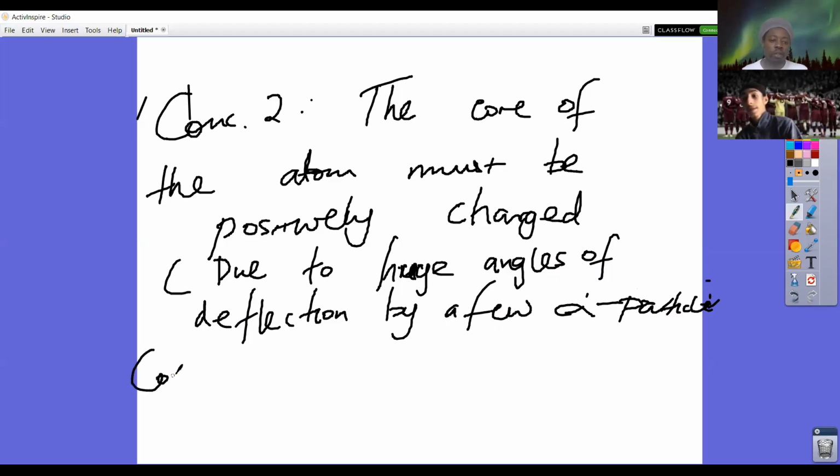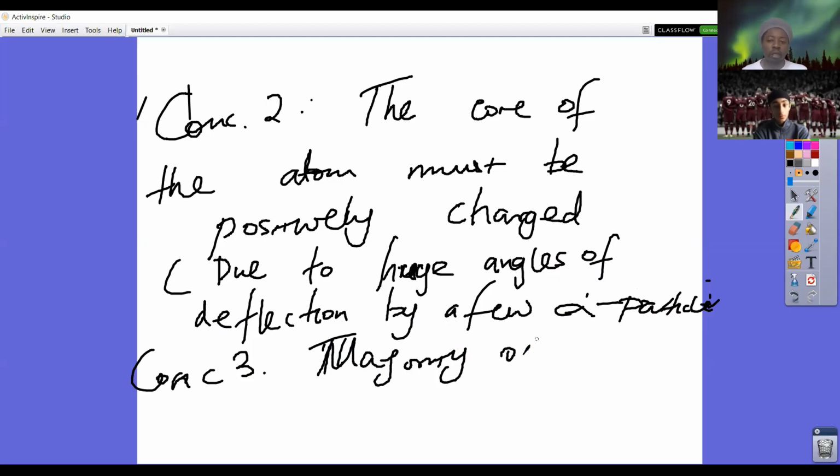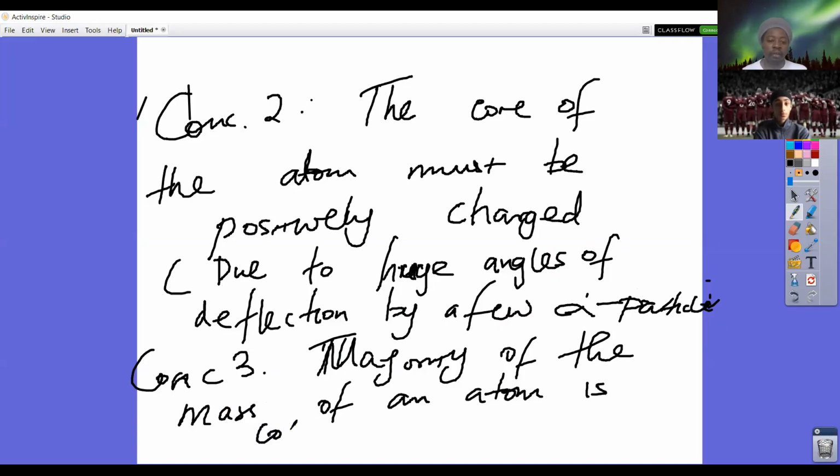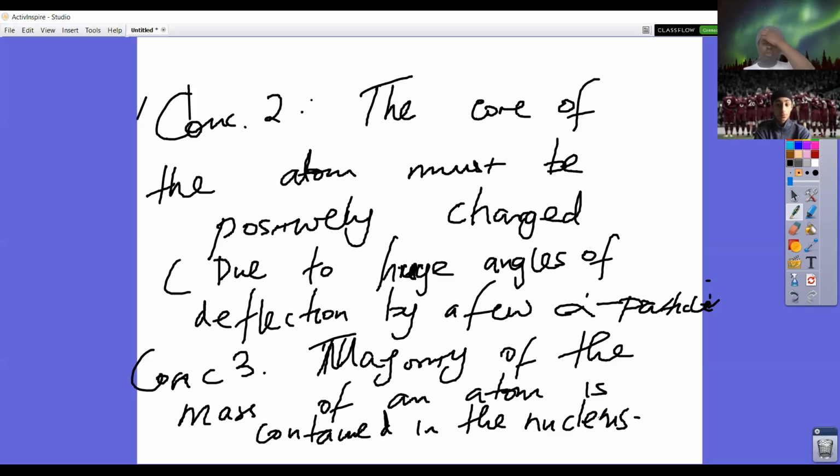And then the third conclusion, conclusion 3, is that the majority of the mass of an atom is contained in the nucleus or core. Okay, so those were the 3 conclusions that they reached based off those observations.